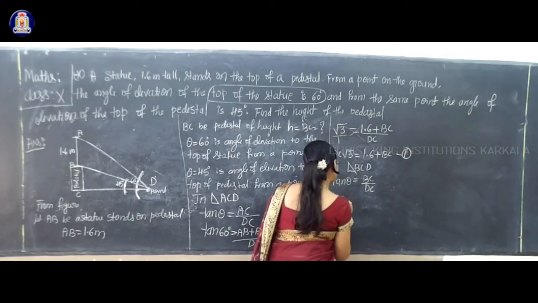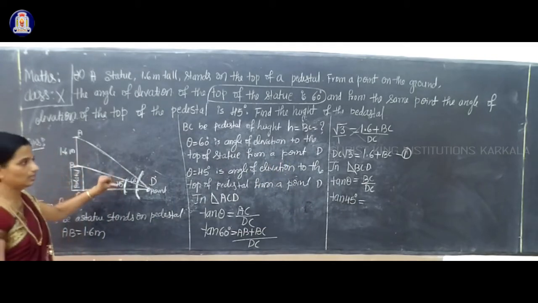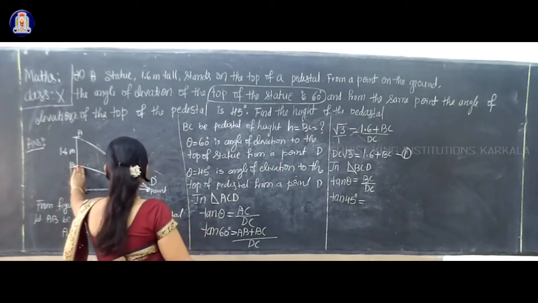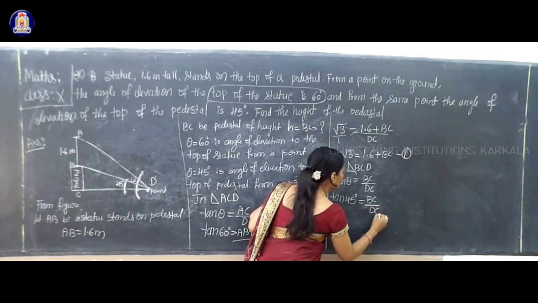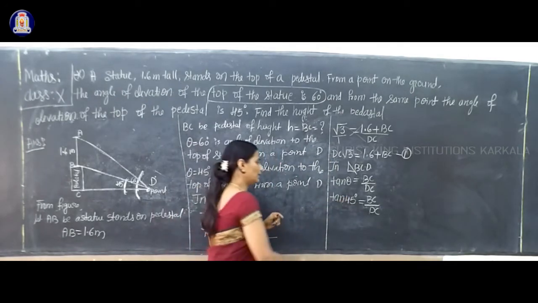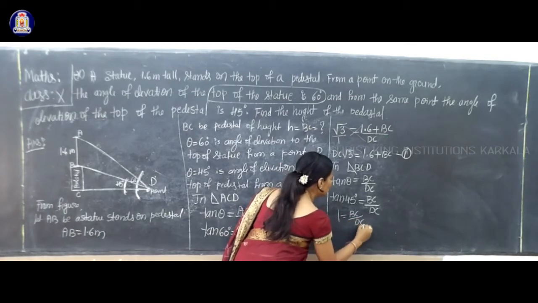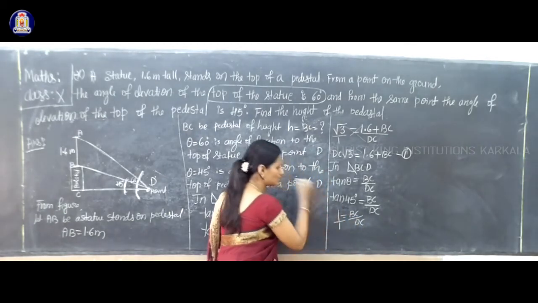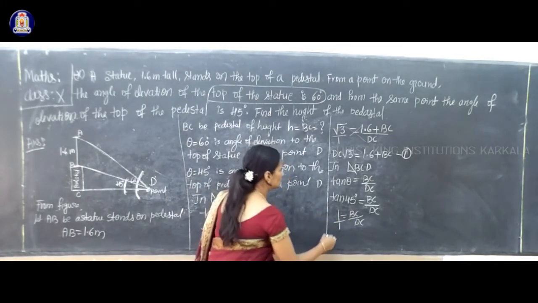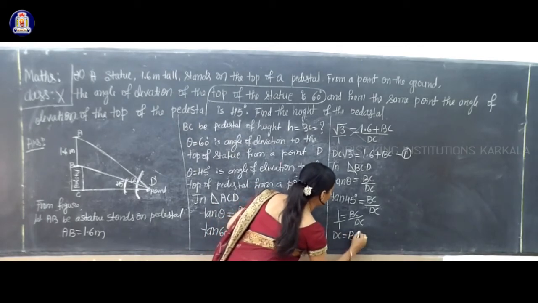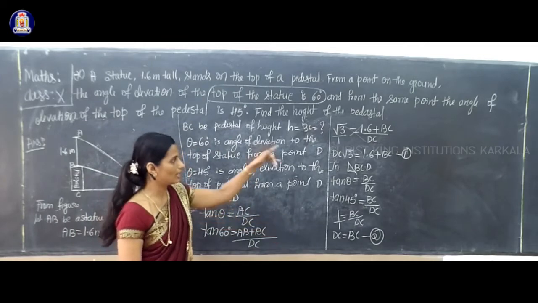So now tan theta is how much here? Theta is 45 degree. DC is not given, so keep it as it is. BC divided by DC. What is your tan 45 degree? Tan 45 is equal to BC divided by DC. So cross multiply. 1 means it is 1 divided by 1. 1 into DC is DC. 1 into DC is BC. So DC is equal to BC. Let it be equation number 1. Sorry, number 2.